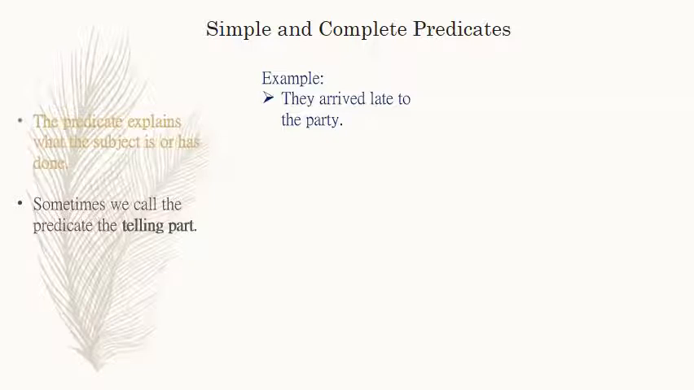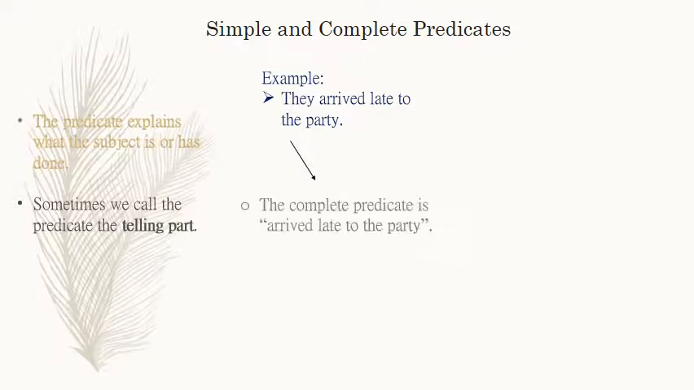And if you notice, it's not only one word, it starts from the verb to the end of the sentence. So we call it the complete predicate. The predicate starts directly after the subject; in other words, it starts from the verb till the end of the sentence. So it gives me the complete predicate. The complete predicate is "arrived late to the party."